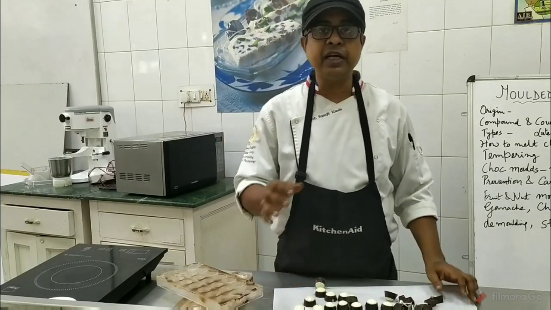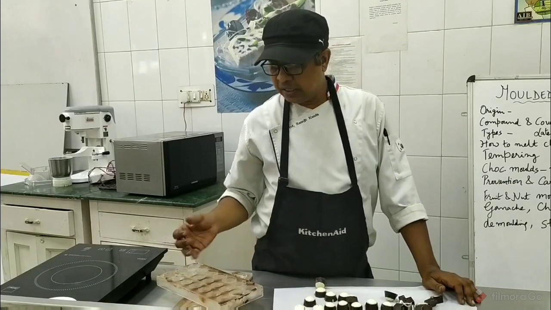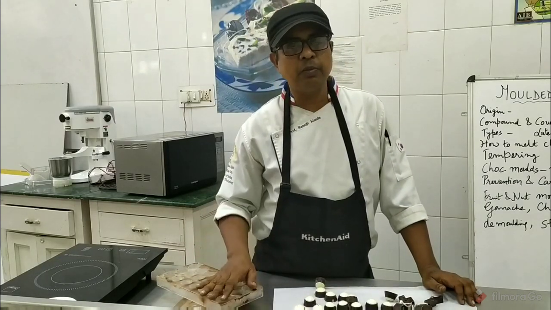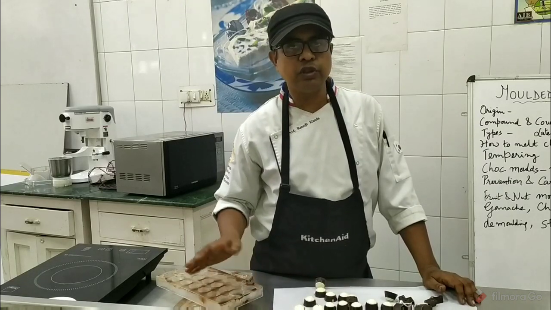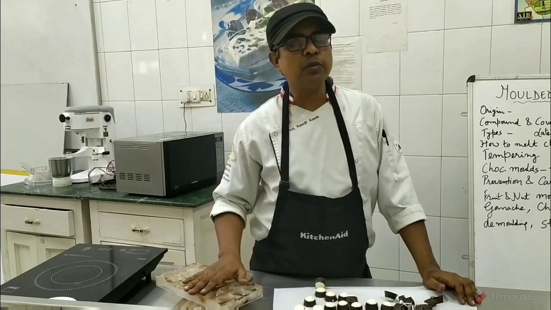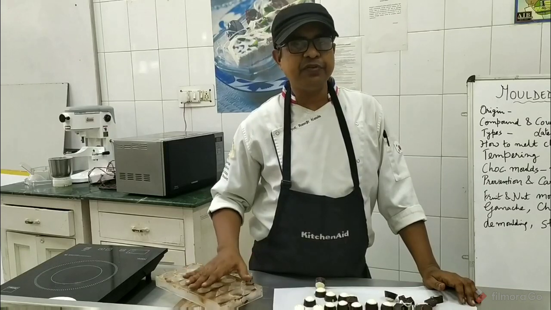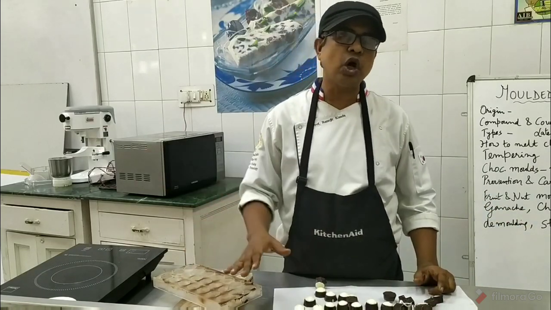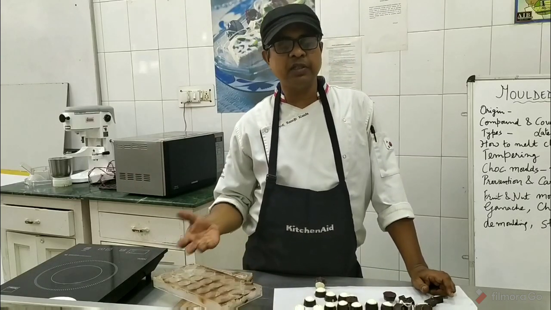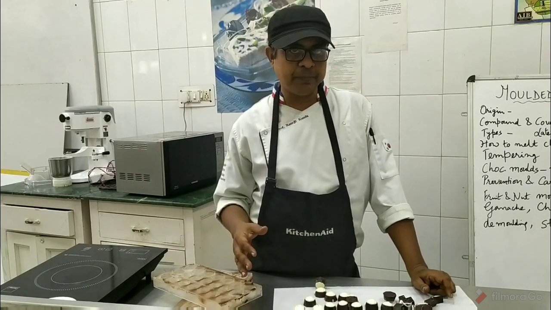And for the ganache, just let me explain it to you. Like you pipe the dark chocolate or the chocolate you want. You put it into the molds, and then set it in the chiller for some time. Take it out, and then pipe the ganache, and then on top put the same chocolate or some other chocolate, and then you can fridge it for some time.